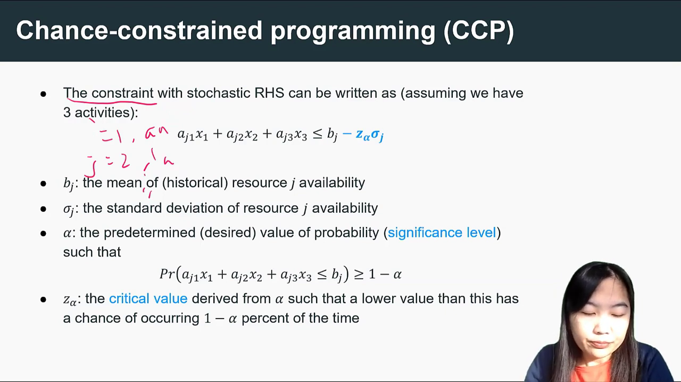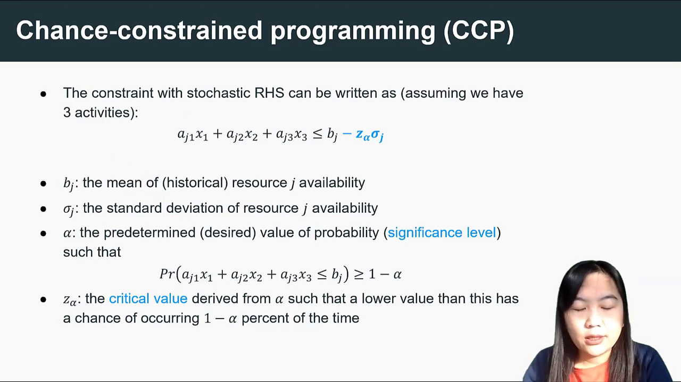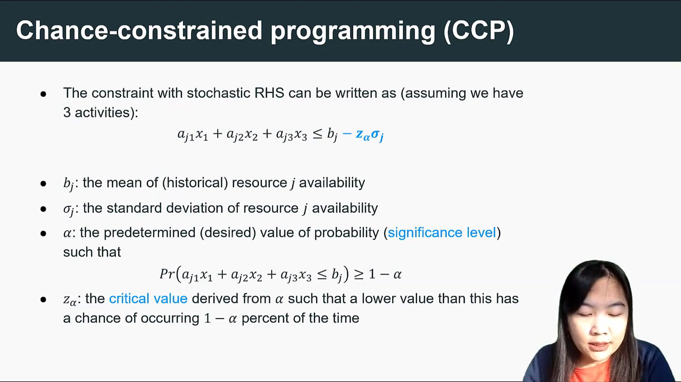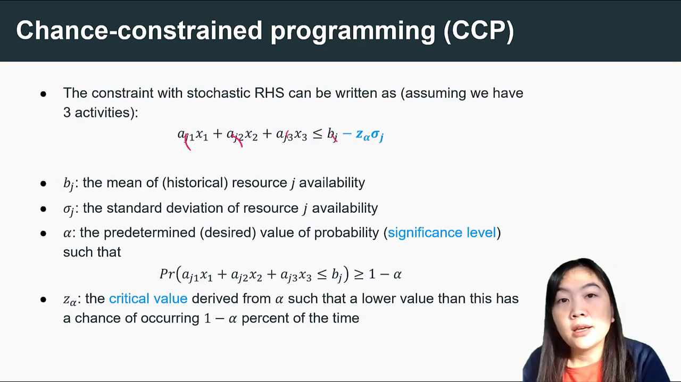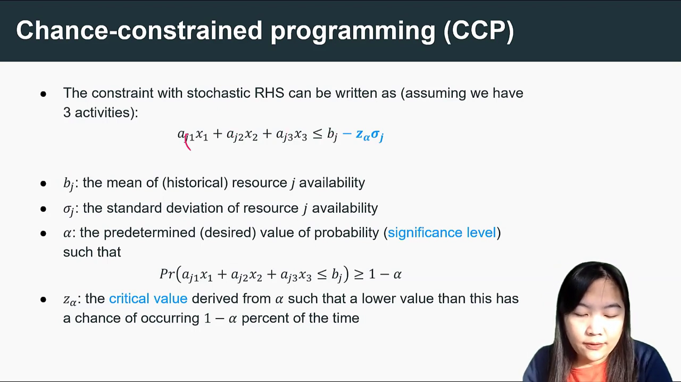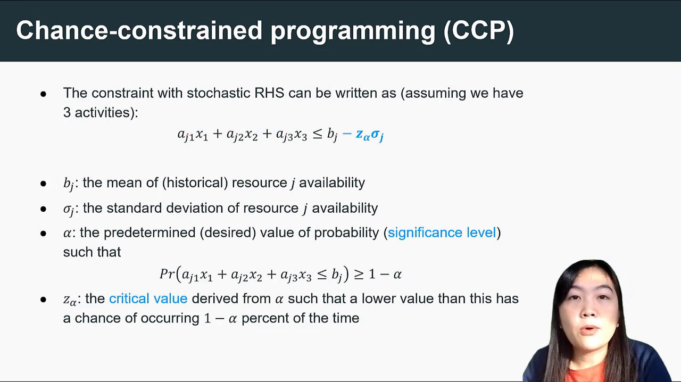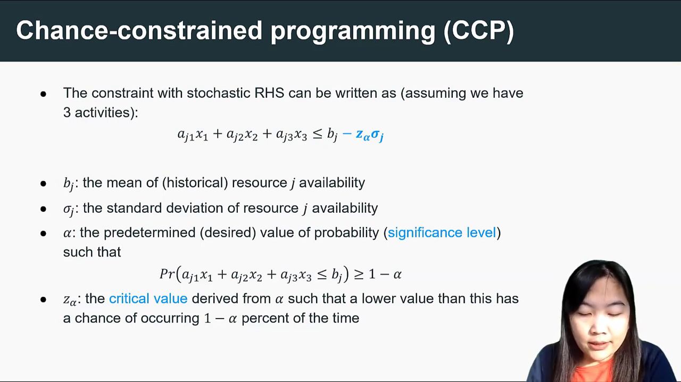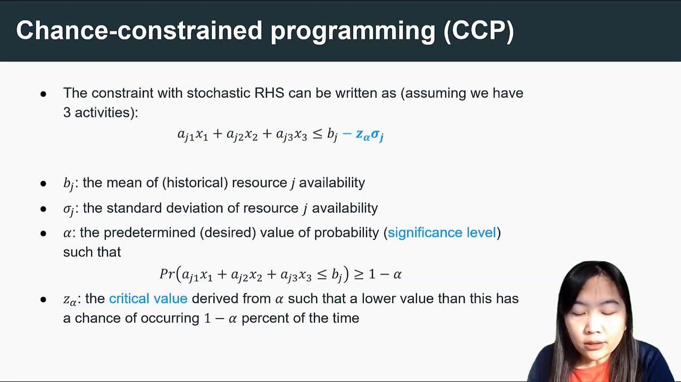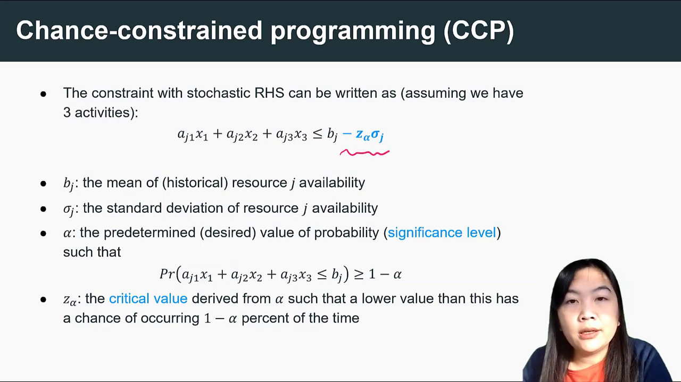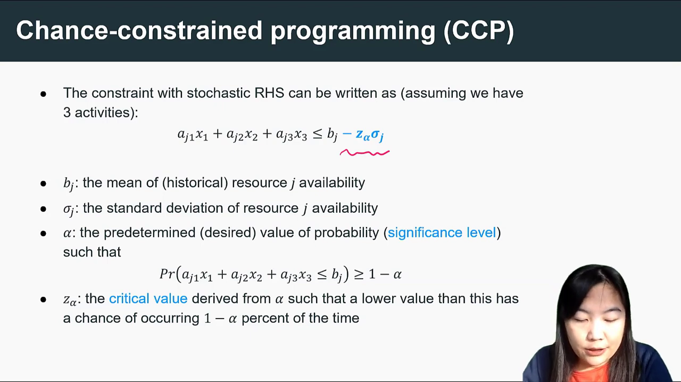and so on. So if that J is bothering you, then you can just forget about it. So this could be just A1, A2, and A3, and you get rid of that J. And if you drop the J, then that is one particular constraint. So that's the general explanation of this constraint here. What is really different is this minus Z alpha and sigma J here.